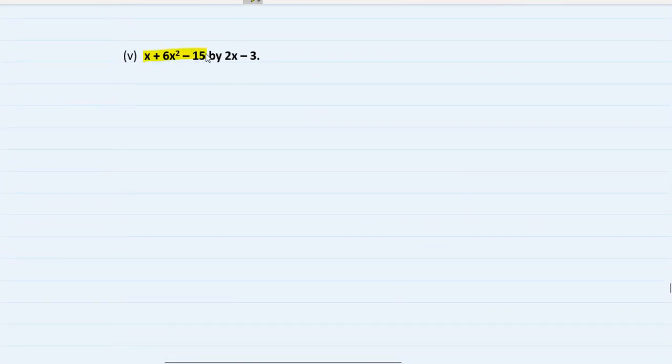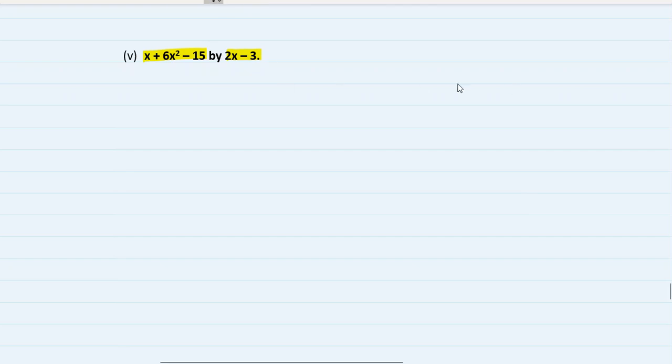When you have to divide a trinomial by a binomial, I'm sorry, when you have to divide anything by a binomial or by an algebraic expression which has got more than one term, two terms, three terms, you cannot do the division simply. So what you need to do here is, remember, you need to do long division.